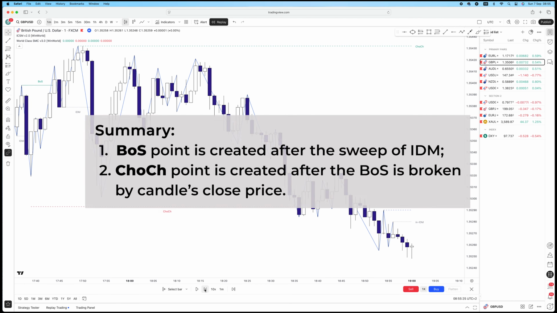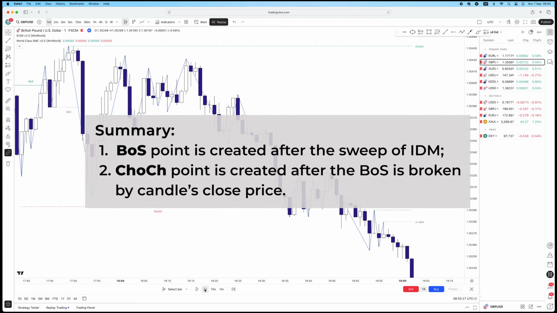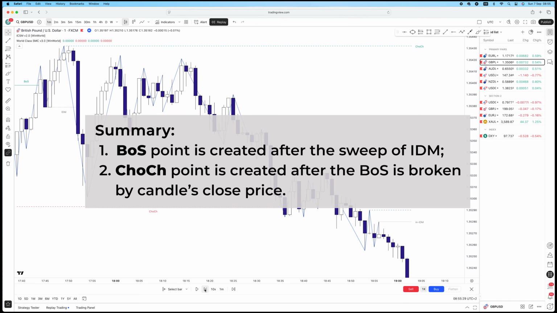To summarize, the break of structure point is created after the sweep of inducement. The change of character point is created after the break of structure is broken by the candle's close price, or in other words, with the candle body.